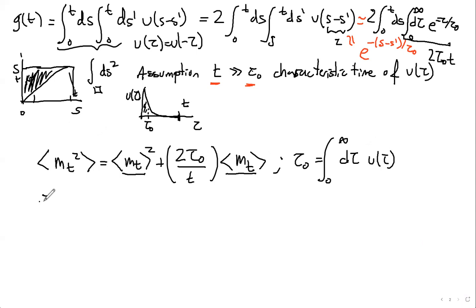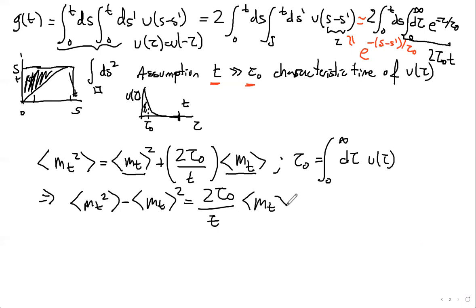Okay, so all in all, if I do the variance later, okay, mt square minus mt square, it will be this part. This minus this will be just 2 tau 0. This will be the variance that we are trying to compute, okay? Just this one. This is what we want.